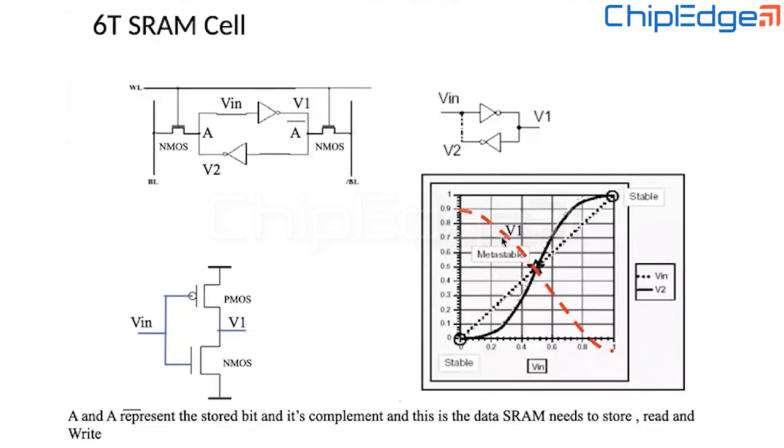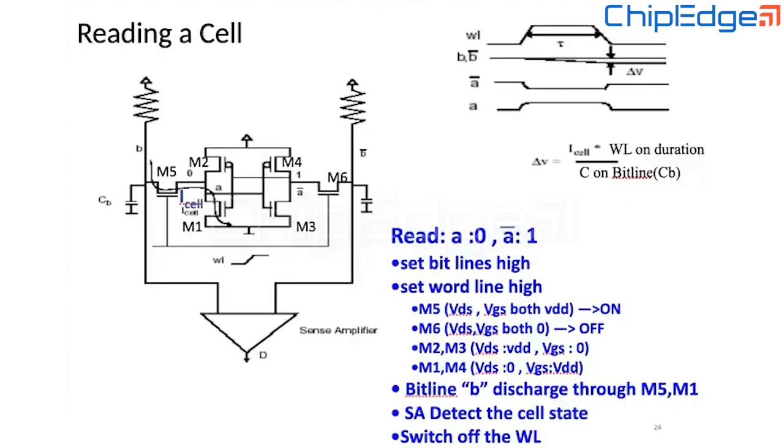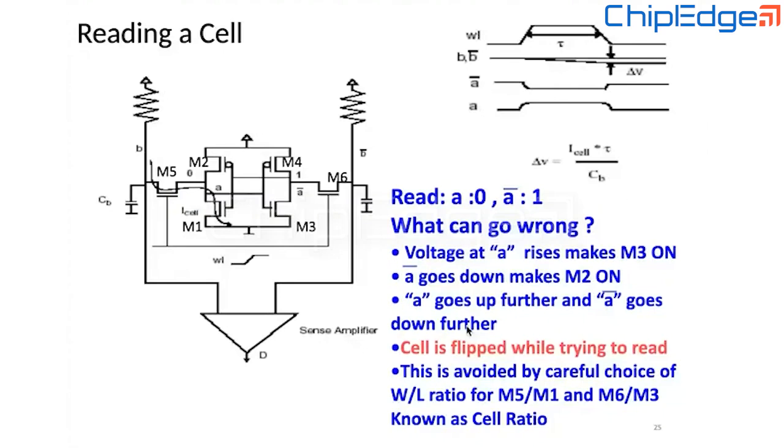V2 will flip, V1 will go down, and the cell can get flipped. So this is what we have to avoid by the careful choice of the dimensions, the sizes of these transistors, so that a read remains a pure read and the internal flipping of the cell does not happen.